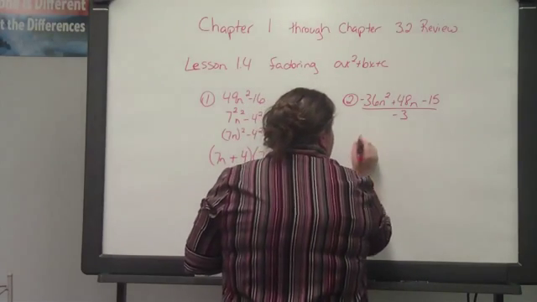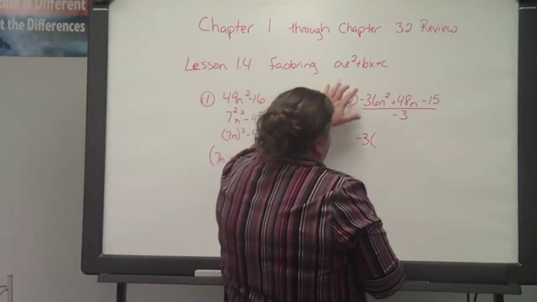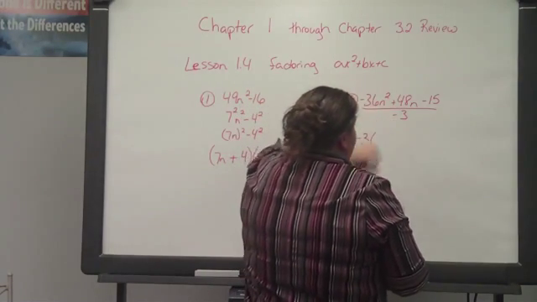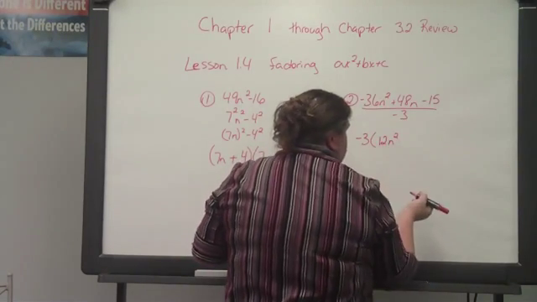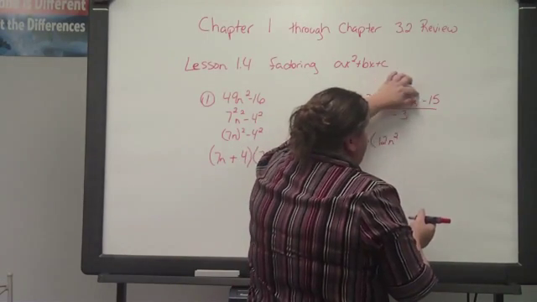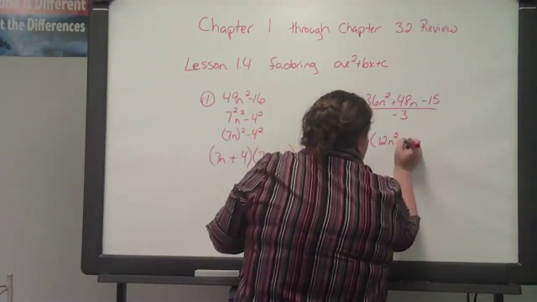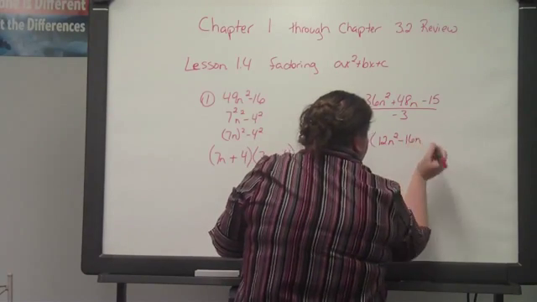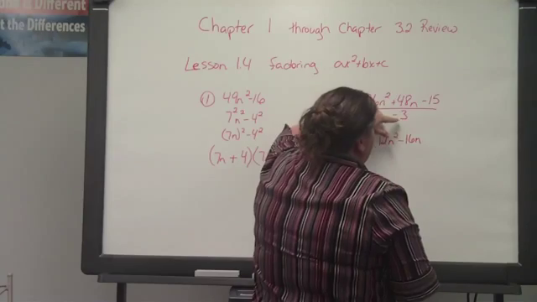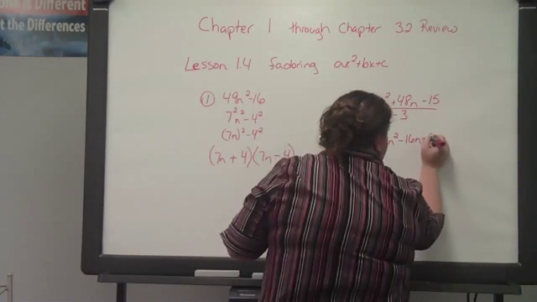Which will mean that my negative 3 goes on the outside of the parentheses. A negative 36 divided by a negative 3 gives me a positive 12n squared. 48n divided by a negative 3 gives me a negative 16n. And then a negative 15 divided by a negative 3 gives me a positive 5.